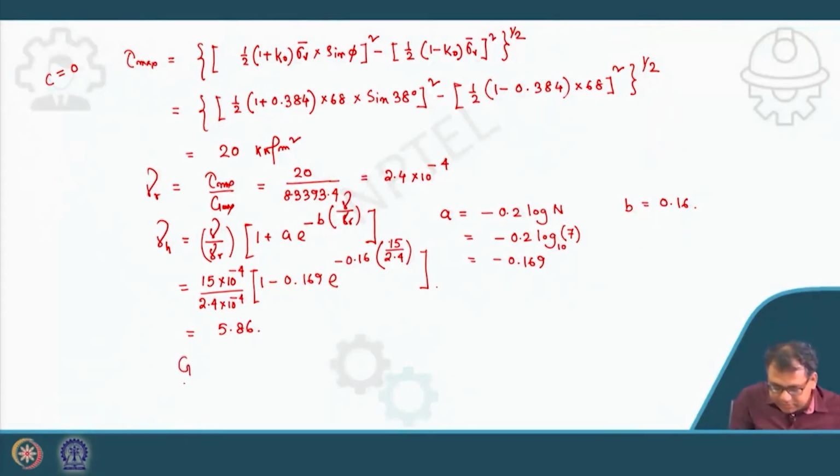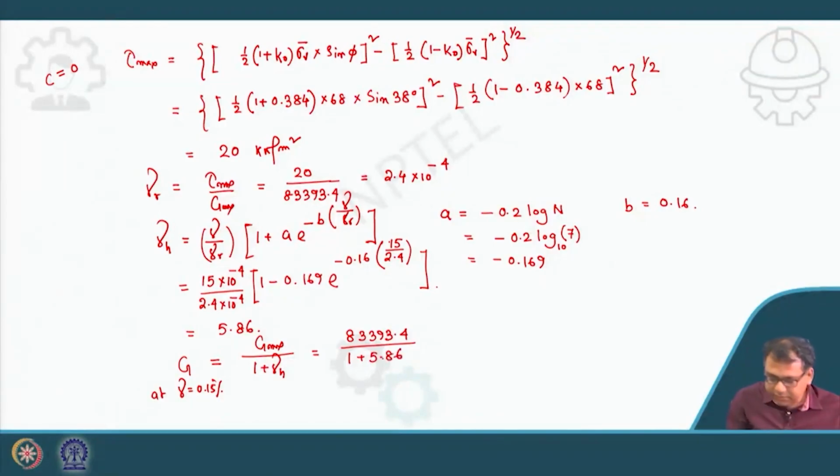So my G at strain level 0.15% will be G max divided by 1 plus strain H. So that will be 83393.4 divided by 1 plus 5.86. So that will be 12,156.5 kilonewton per meter square, or 12.16 meganewton per meter square.